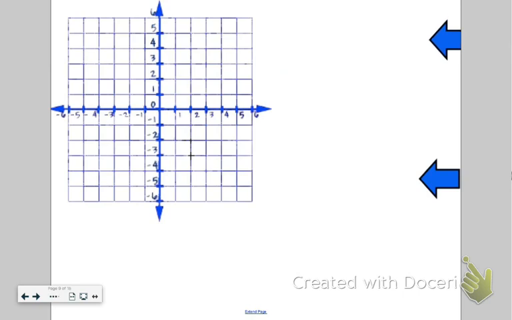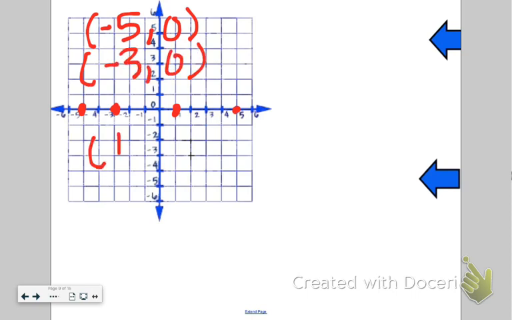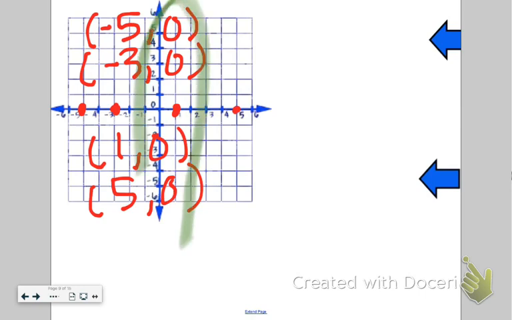Okay, so let's go back to my graph and let's look at any points on the x-axis. On the x-axis is where I'm going to find the x-intercept. Alright, so I just picked some random points. I'm going to jot down their ordered pairs, and we're going to look for something that's similar. The first one I picked was (-5, 0), (-3, 0), (1, 0), and (5, 0). Do you notice that any point on the x-axis has a y-coordinate value of 0?